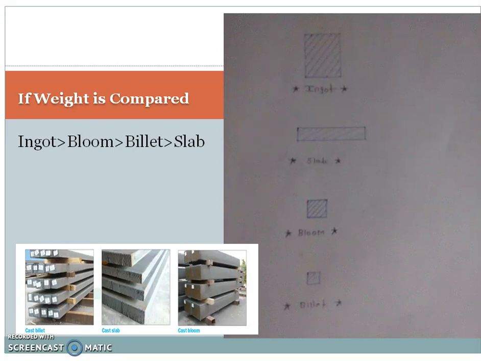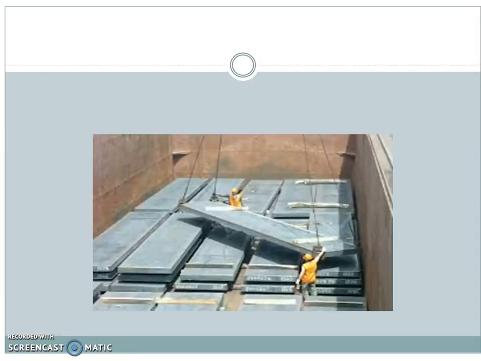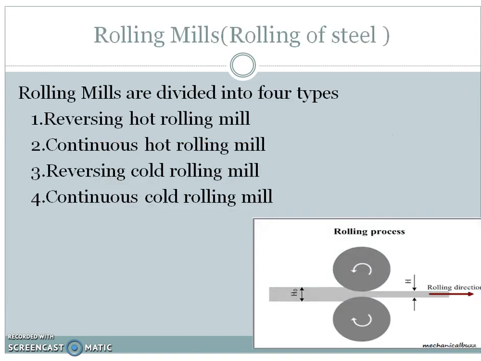Sometimes slab weight is high. Sometimes billet weight is high. So it is based on the requirements. Like this you can check the shape: ingot is the bigger one, slab like this, bloom like this, and billet is smaller in size. You can check the size and the weight of it. What is this one? It is called slabs.